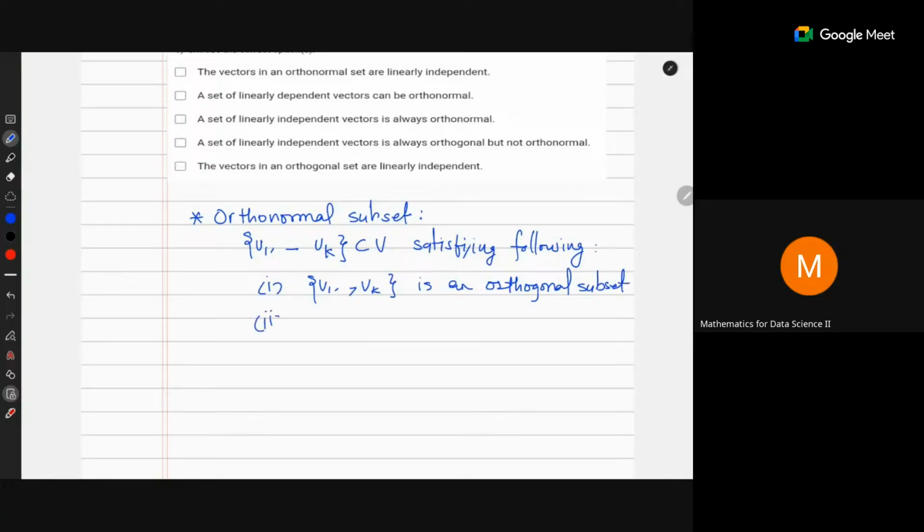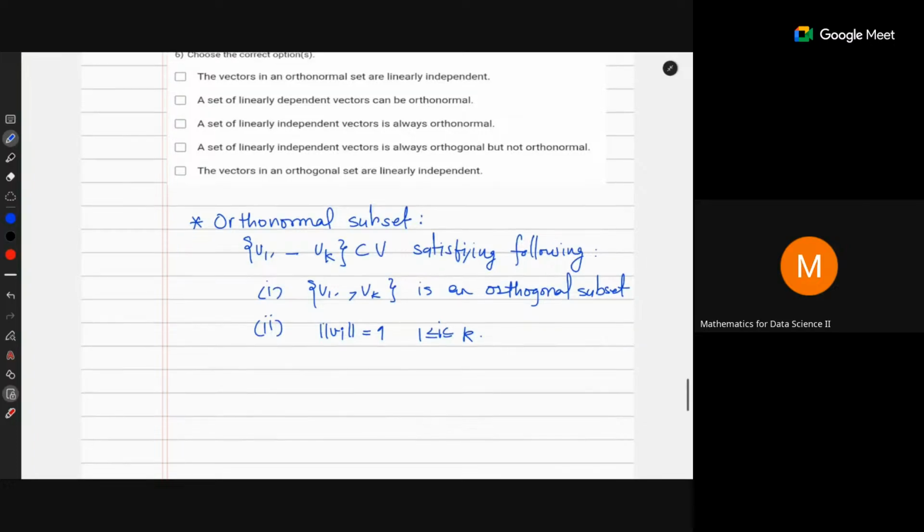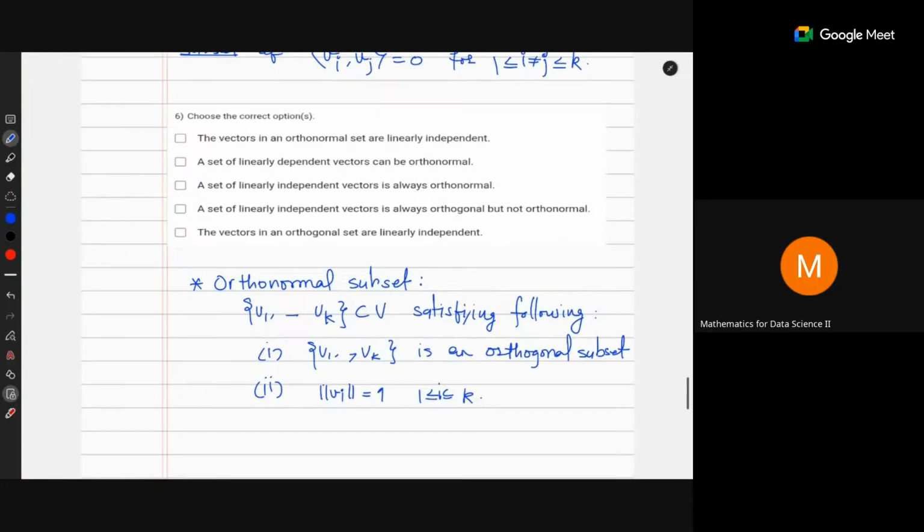Okay. The second property is that the norm of each vector is 1. All right. Such subsets of V are called orthonormal subsets. Now let's look at this question. We need to choose all the correct options.